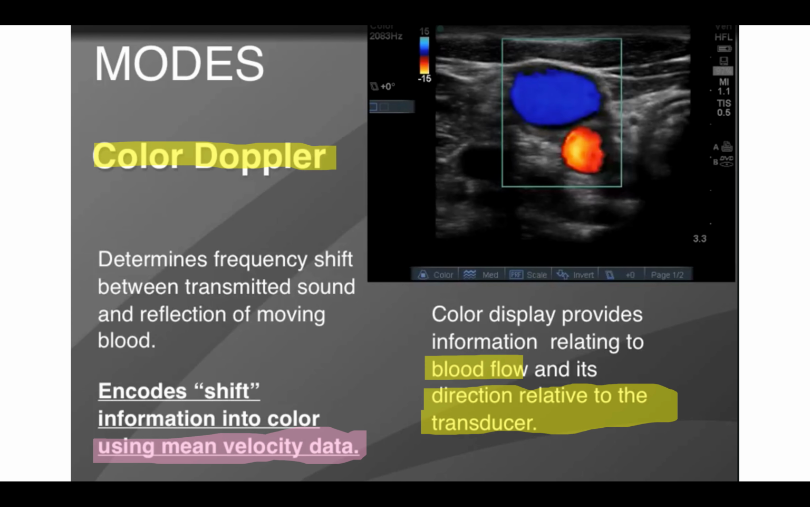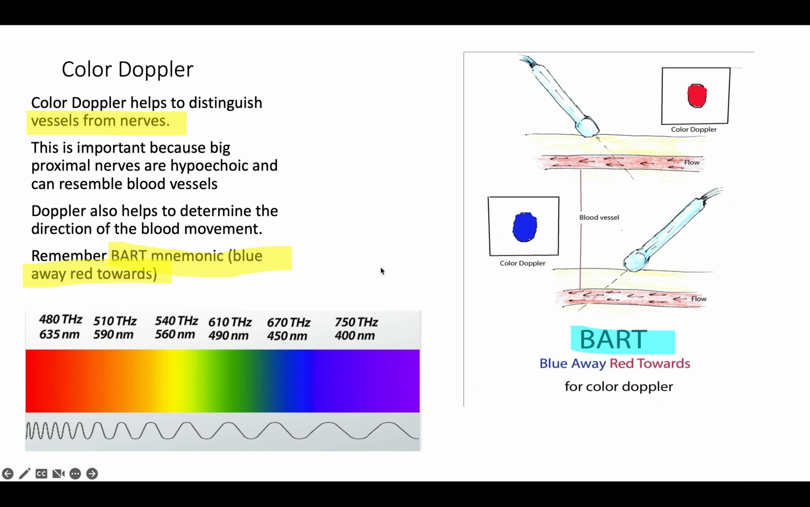Another less complicated mode that also relies on the Doppler effect is color Doppler. Again, it allows us to recognize the direction of the flow, and kind of eyeball the velocity. We use mean velocity data here. So let's talk about color Doppler a little bit.